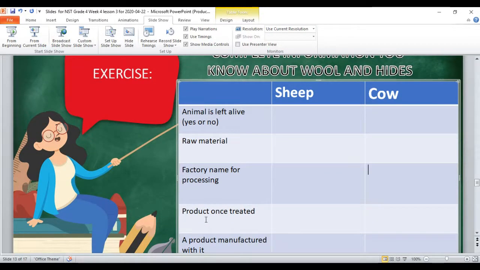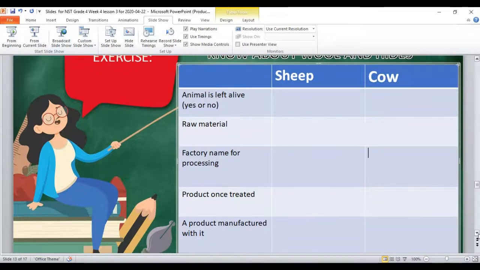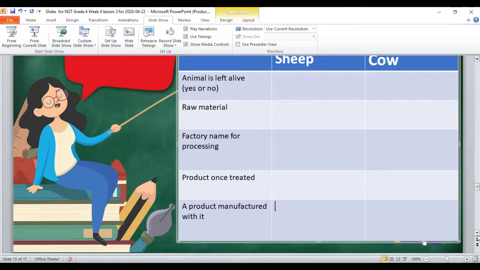Now, on the fourth one, I want to know the product once it is treated. After being treated, what do we call the product on the sheep? What do we call the product here on the cow? Then a product manufactured with it. What do we call the product that is manufactured with it? Meaning using this thing to make this product, or using that thing to make that product. One example of that product. That is what I want you to answer.